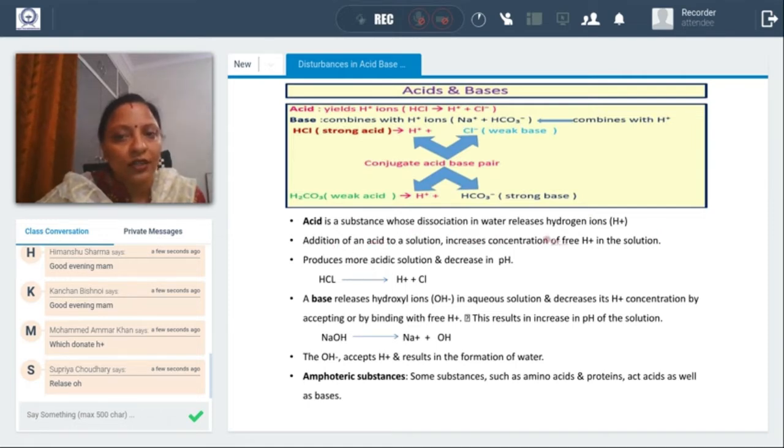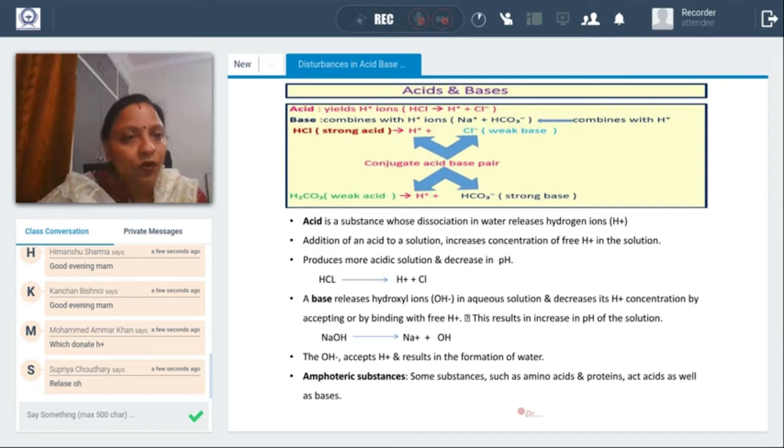Acid is a substance whose dissociation in water releases hydrogen ions, and base releases hydroxyl ion in aqueous solution and decreases its hydrogen concentration by accepting or binding with free hydrogen. This results in an increase in pH of the solution. So acid results in a decrease in pH, and base results in an increase in pH of the solution. H plus accepted by OH minus results in the formation of water, so H plus plus OH minus gives a molecule of water, that is H2O. Amphoteric substances, you all know, some substances such as amino acids and proteins act as acid as well as base.